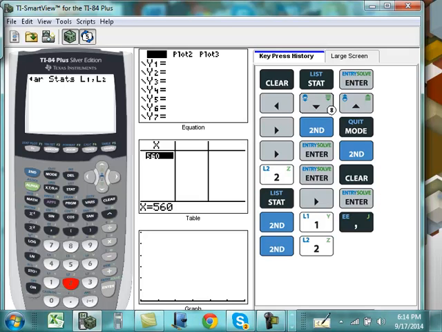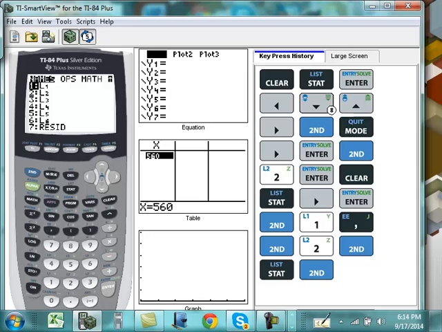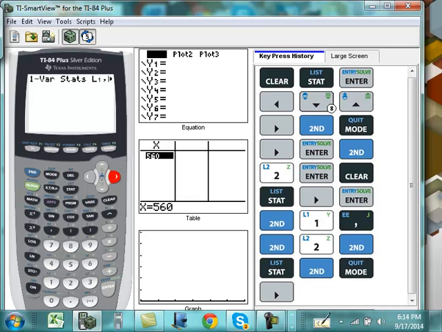Now, to get list L1 and L2, just look, you see your keys for 1, 2, 3, 4, 5, 6. You hit the second button to access L1, L2, L3, L4, L5, L6. If you don't remember that, you could always go into your list menu and then select any of those lists here. Okay. Anyway, and so after you put in one variable statistics, L1, comma, L2, go ahead and hit enter.